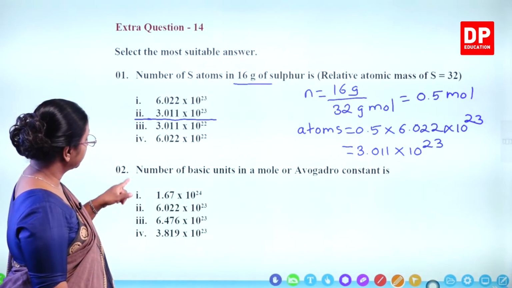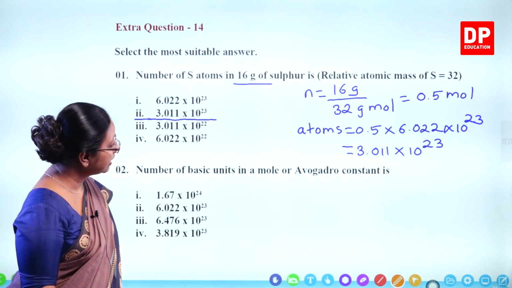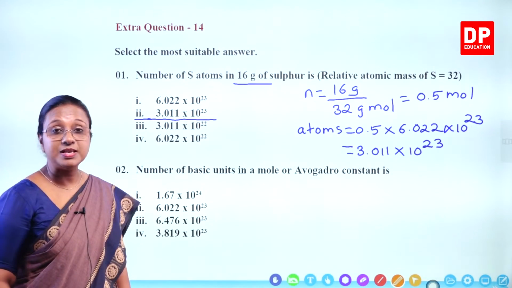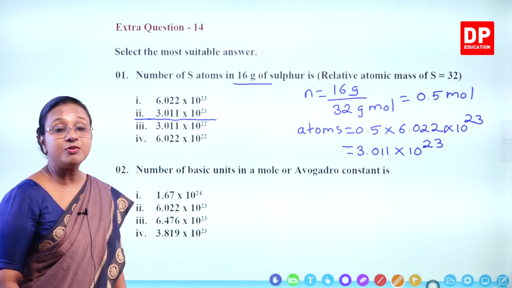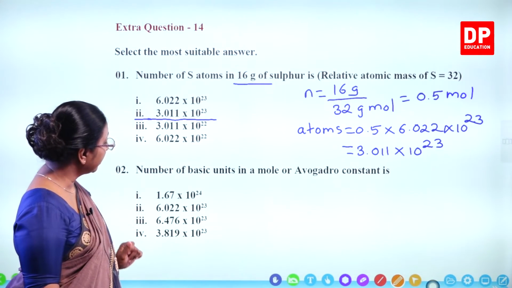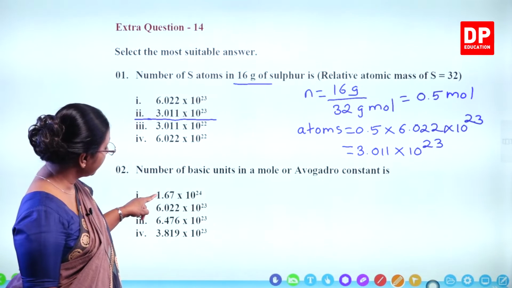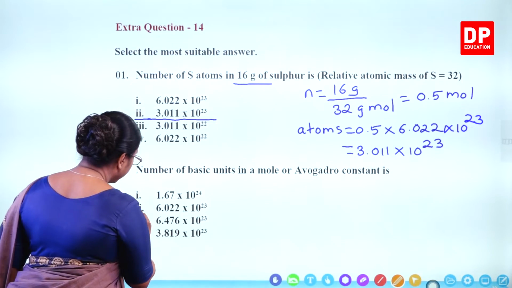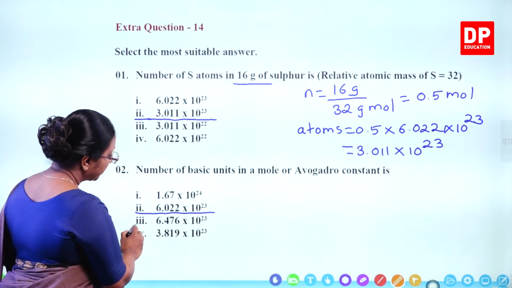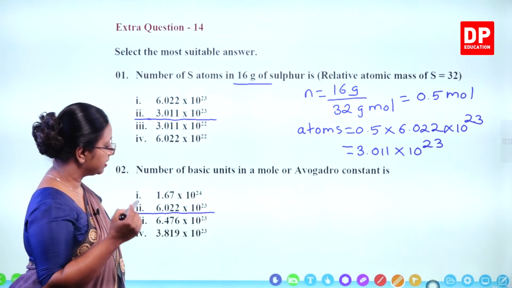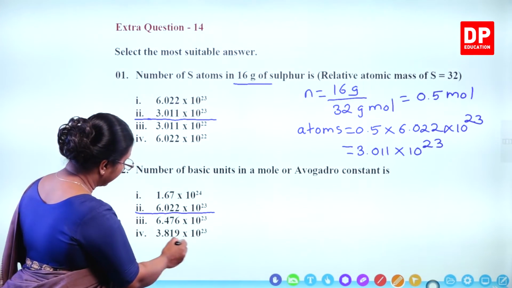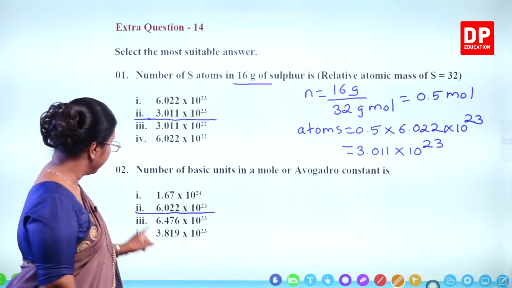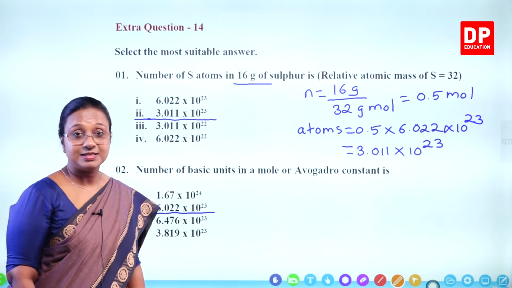Then the second question. Number of basic units in a mole, or Avogadro constant, is. What is the number of basic units? What we just used now, 6.022 into 10 to the power of 23. First one, 1.67 into 10 to the power of 24. No. 6.022 into 10 to the power of 23. Correct. Third one, 6.476 into 10 to the power of 23. No. And the last answer, 3.819 into 10 to the power of 23. It is the second answer.